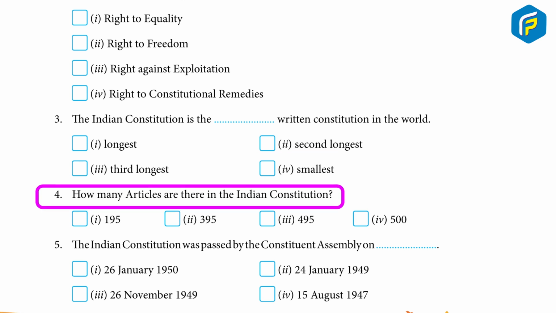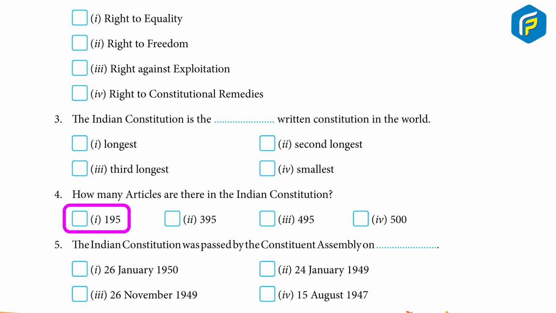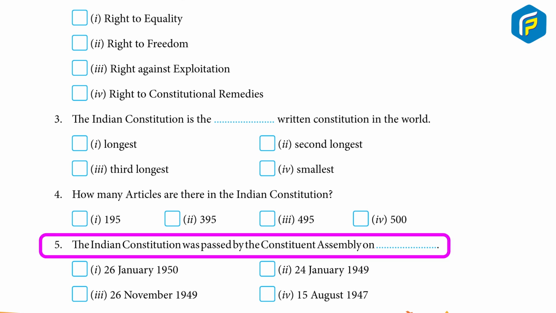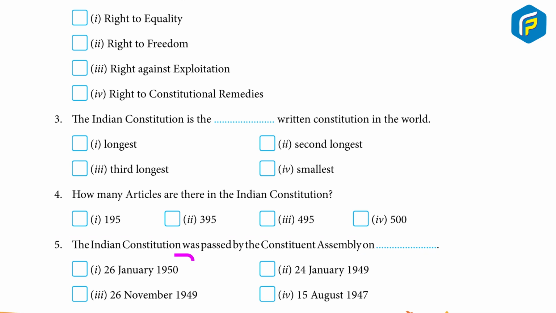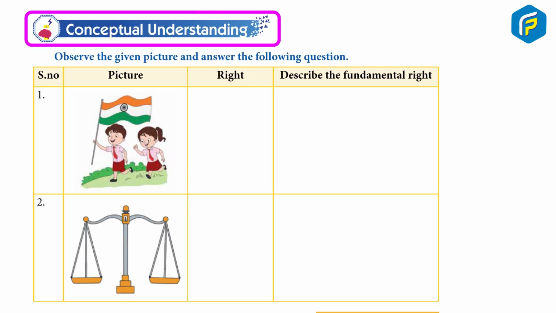4. How many articles are there in the Indian Constitution? 1. 195. 2. 395. 3. 495. 4. 500. 5. The Indian Constitution was passed by the Constituent Assembly on dash. 1. 26 January 1950. 2. 24 January 1949. 3. 26 November 1949. 4. 15th August 1947.